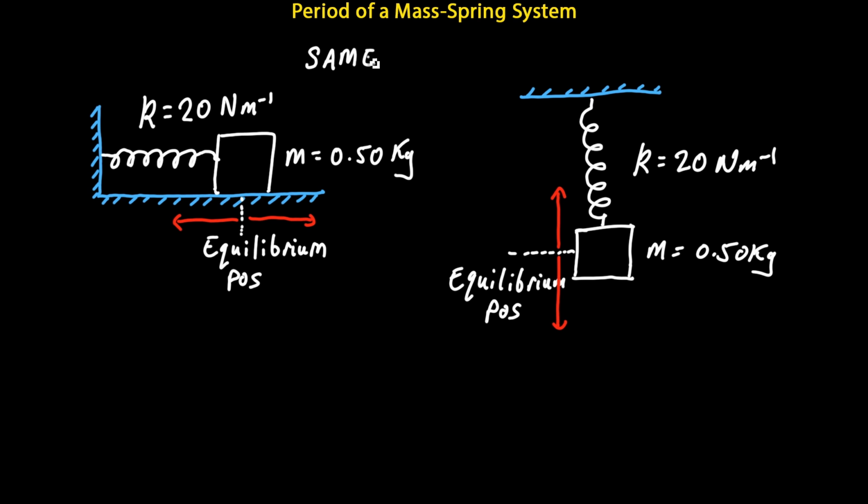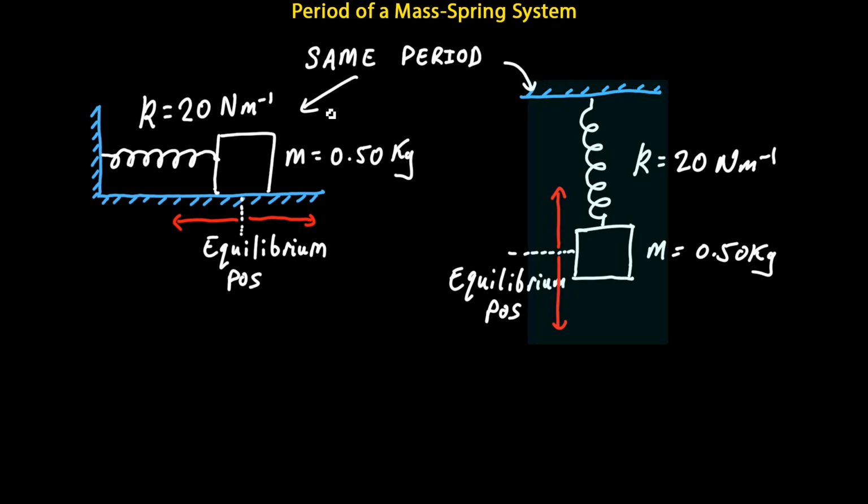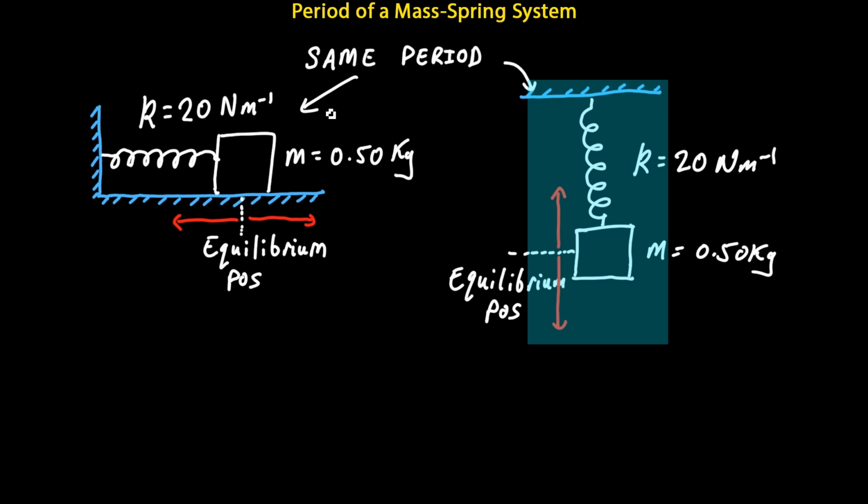So if we've got the same mass and the same spring constant, both these mass spring systems will have the same period of oscillation. So the time it takes both spring systems to compress fully, extend, then arrive back to their equilibrium position will be the same. Gravitational acceleration will not affect the vertical spring's oscillation.